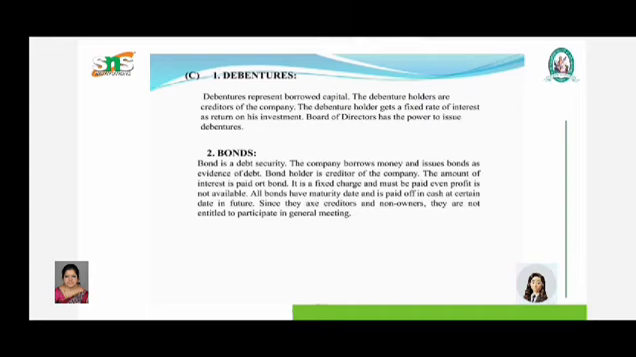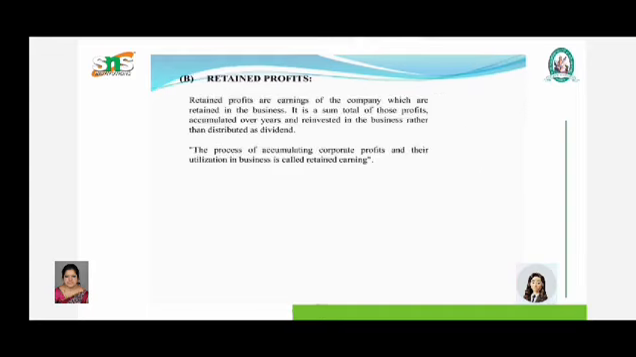Next, short-term finance. Short-term business finance is required to meet the day-to-day expenses. These funds are required for less than a year, so it is also known as working capital finance. The purposes of short-term finance are as given below: purchase of raw material, paying wages to workers, payment of water and electricity charges. Under this you have trade credit and short-term bank loans.